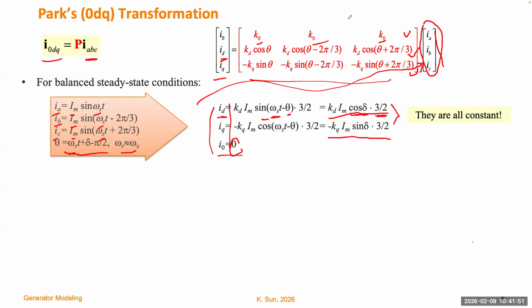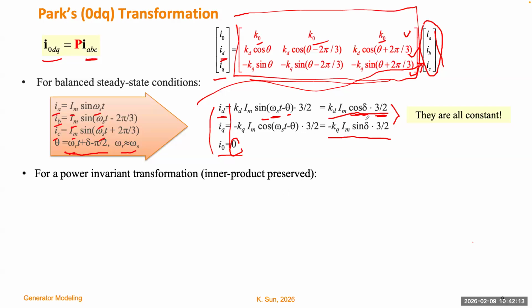By introducing this transformation, even though it looks complex, if we apply it to the 3-phase current, or later 3-phase voltage and also 3-phase flux linkages, it will create current, voltage, or flux vectors that are all constant. So that's very convenient.